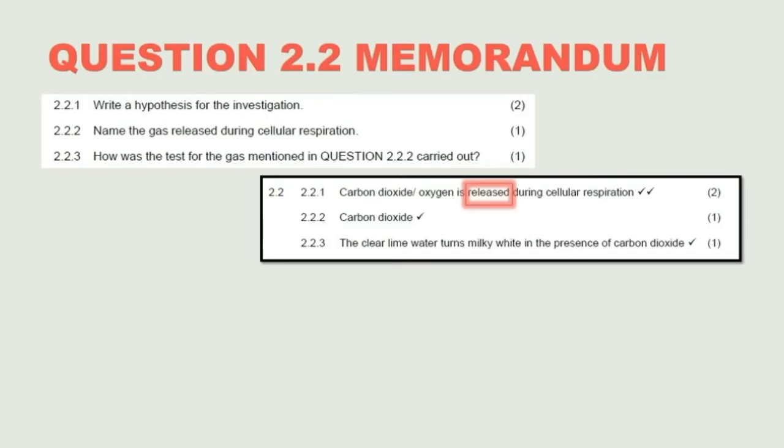Then they want you to name the gas that's released during cellular respiration. That's carbon dioxide. And then question 2.2.3, how can we test for this gas? So if we go back to our experiment with our test tubes, you will see at the bottom of the 2 test tubes there was clear lime water. So as soon as carbon dioxide moves through the clear lime water, it changes into a milky white color.